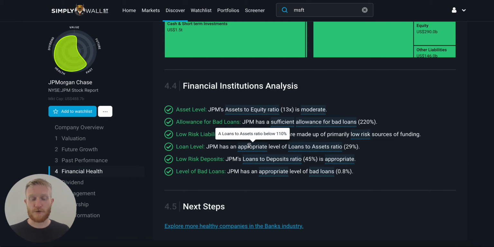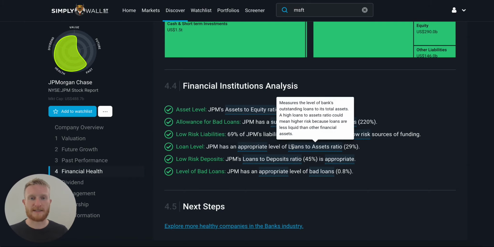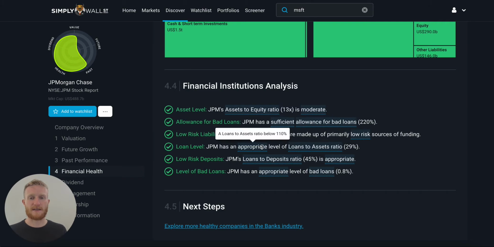The next check we do is the loan level. Basically this compares its loans to assets. As you can see here, it measures the level of the bank's outstanding loans to its total assets. A higher loan to assets ratio could mean higher risk, because loans are less liquid than other financial assets. Ultimately, similar to the check above, if the business wants to lend out way more than what it actually has in assets, it's not very conservative.